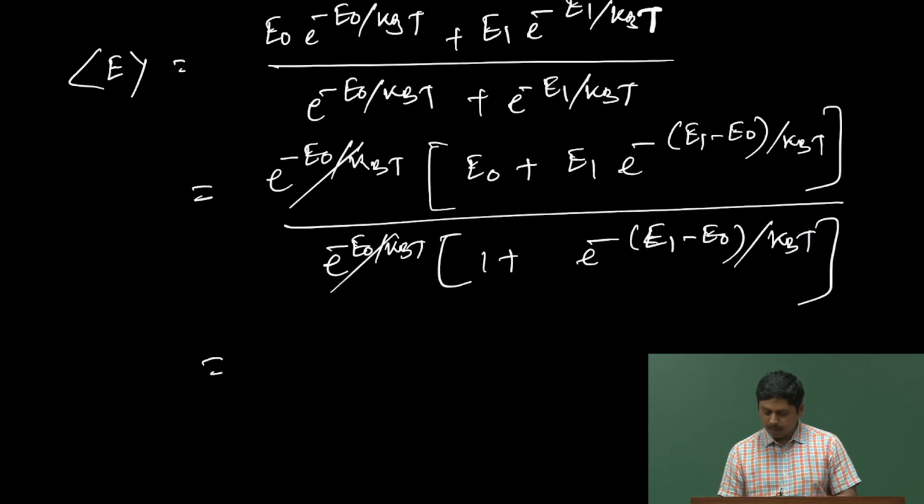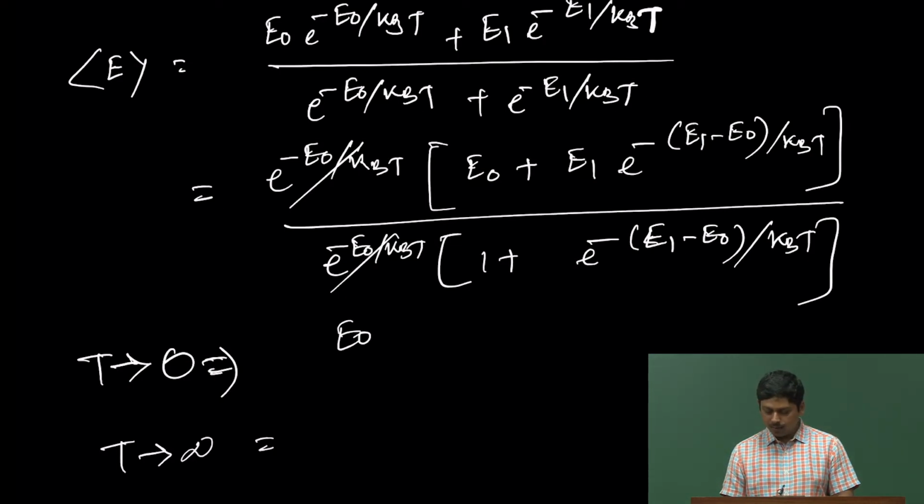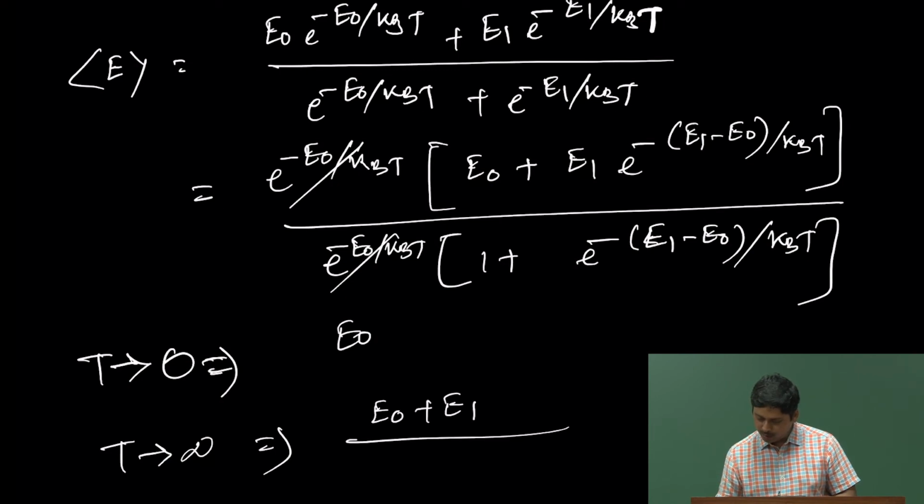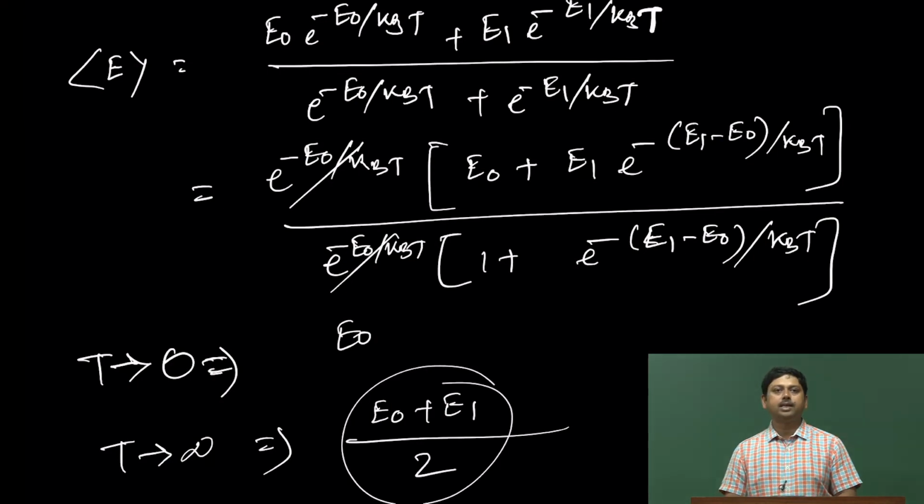Now, this cancels. In this formula, if I put T equal to 0, what am I going to get? T equal to 0 means this quantity will be infinity, and this becomes 0. So I will get E0, just E0. And if T goes to infinity, this will become 0. So I will get E0 plus E1 in the numerator, and in the denominator, 1 plus 1 equal to 2. So I will get the average energy. At T equal to infinity I get the average energy of the particle, whereas at T equal to 0 it will collapse into the ground level and I will get only the energy E0.